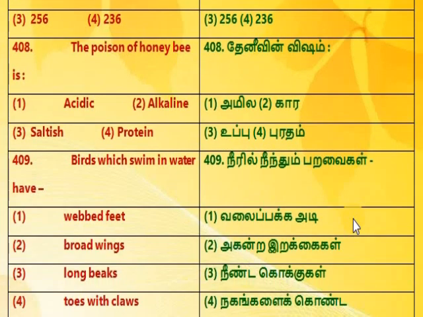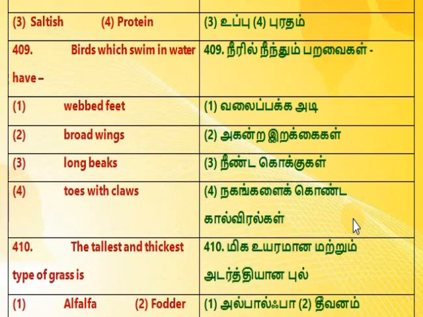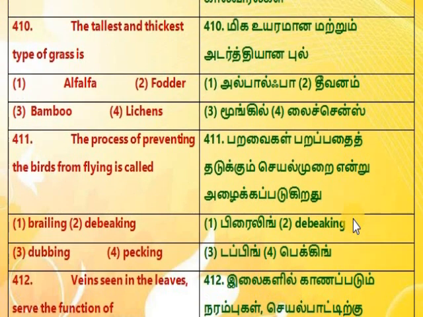236. 408. The poison of honeybee is 1. Acidic. 2. Alkaline. 3. Saltish. 4. Protein. 409. Birds which swim in water have 1. Webbed feet. 2. Broad wings. 3. Long beaks. 4. Toes with claws. 410. The tallest and thickest type of grass is 1. Alfalfa. 2. Fodder. 3. Bamboo. 4. Lichens.